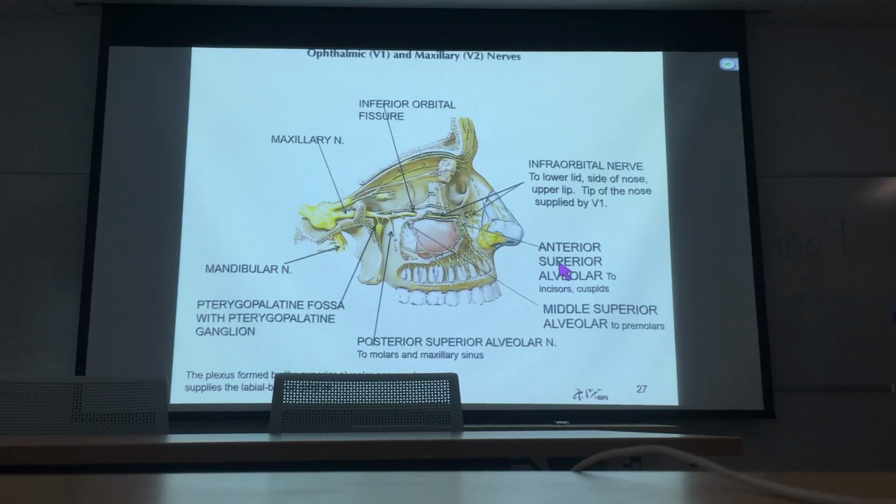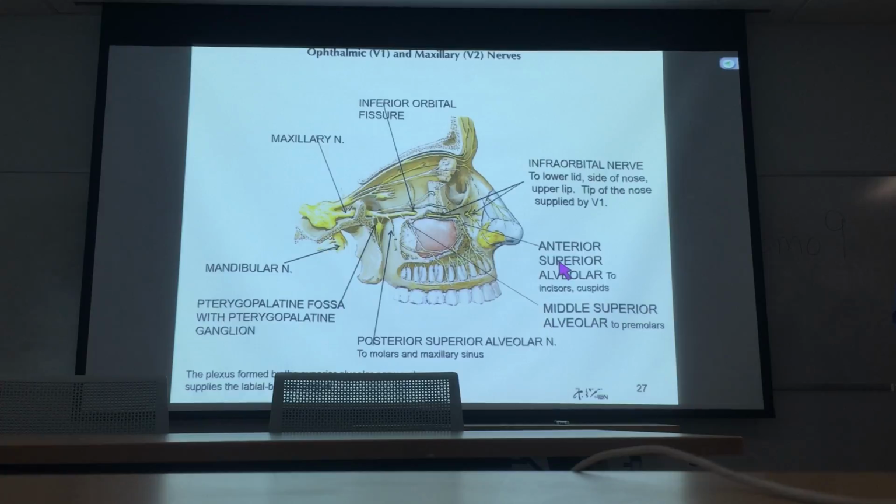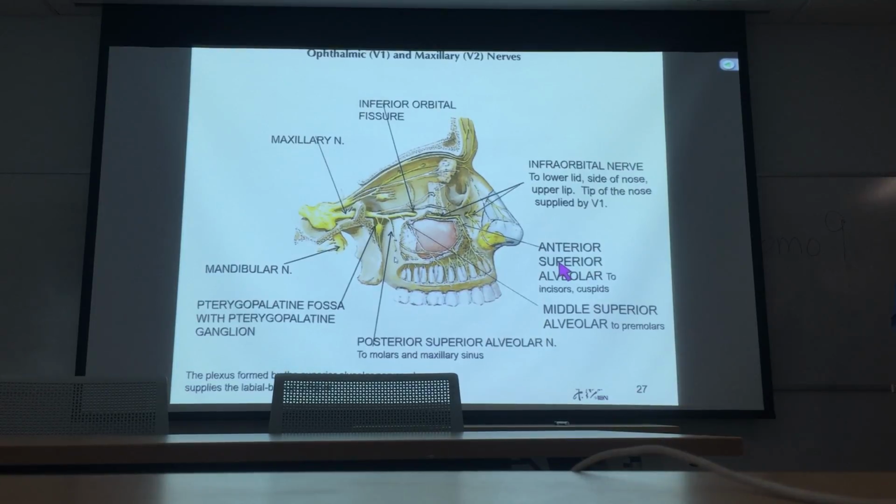So here, we talked about there's V1, those 3 primary branches we talked about before. So here's V2 going through foramen rotundum, goes into the pterygopalatine fossa, and it gets off this branch that comes back out the pterygomaxillary fissure, the PSA nerve. PSA going down to maxillary molars. I think that's all I want to talk about for that.